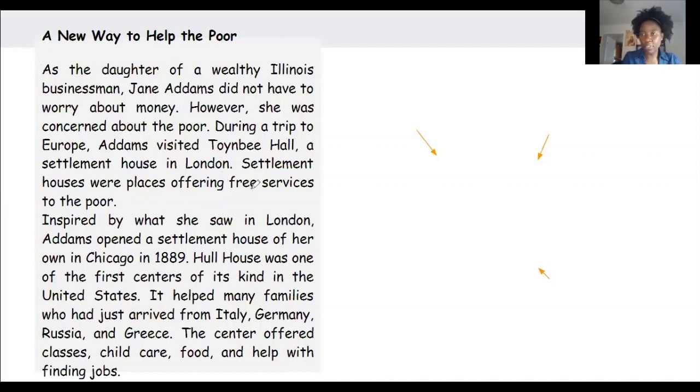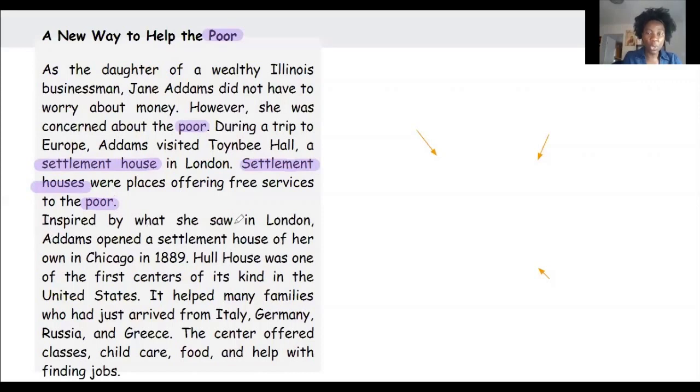I'll stop at the first paragraph, boys and girls. While I was reading, I noticed the word poor repeating itself a few times. And I also noticed settlement house repeating itself. So from this, I can infer that the main idea will be centered around the poor and settlement houses. Let's go on to the next paragraph.